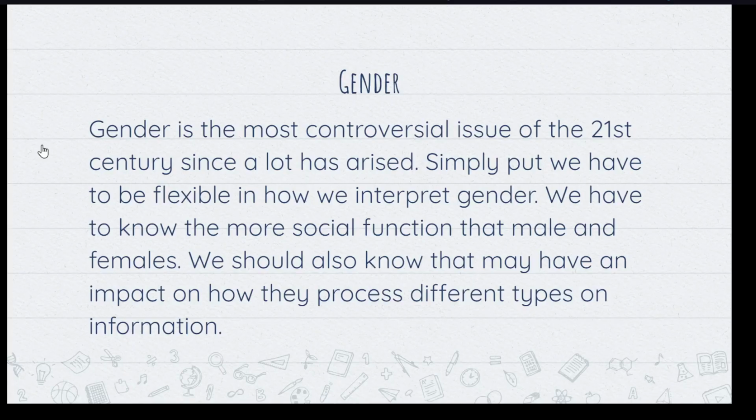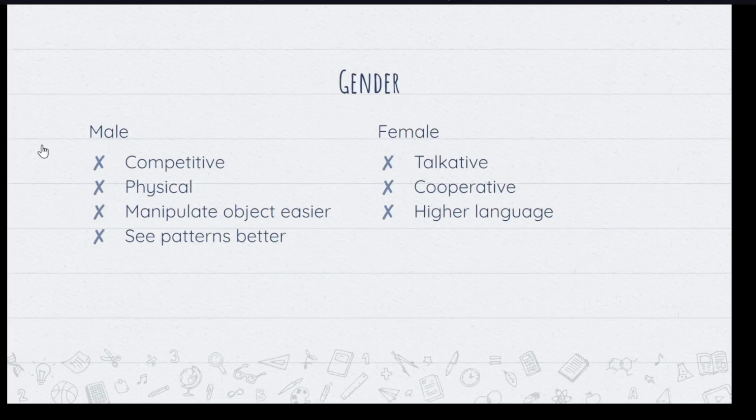So gender. Gender is the most controversial issue of the current century that we live in. We've had a lot of strife, so simply we have to be flexible on how we interpret gender. We have to know the social function that males and females have with each other, and we also have to know the impact on how they process different types of information, and I'll get into this in a little bit.